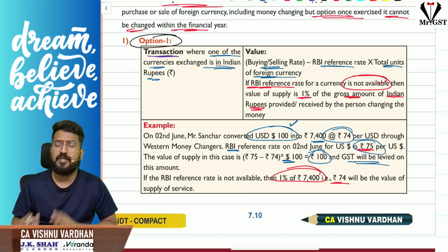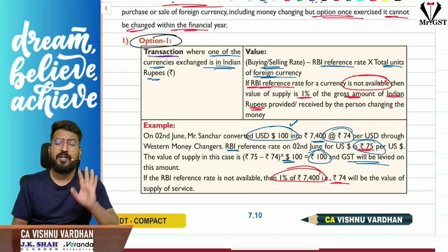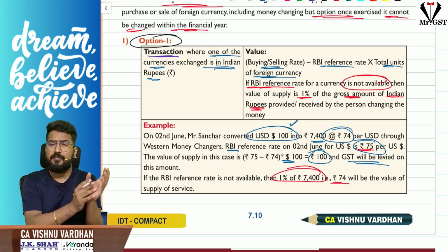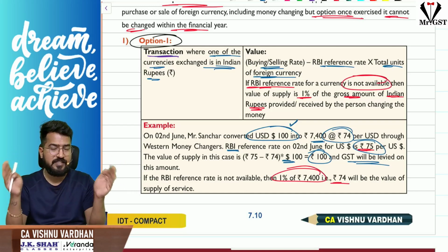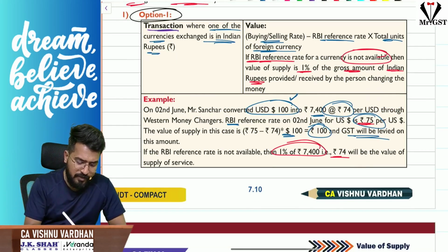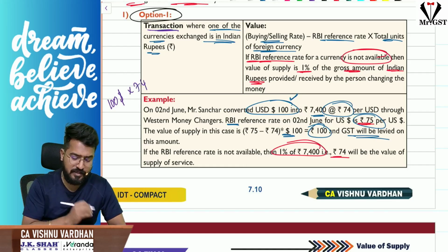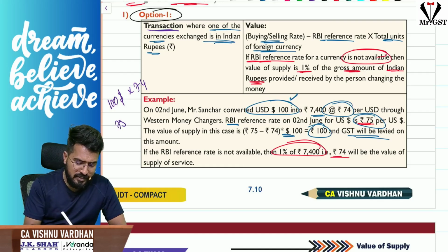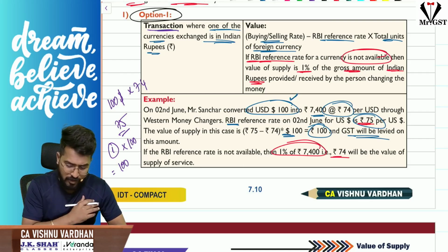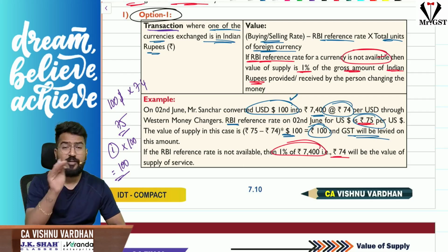So the first option is that I am buying and selling foreign currency, sir. In that, Indian rupees may or may not be involved. If Indian rupees is involved, the value is the difference between the buying or selling rate and the RBI reference rate for that currency, into the number of units. For example, I am exchanging $100 into rupees, where 74 rupees is the currency rate. Now here the RBI reference rate is 75 rupees. So what is the value of supply? 1 rupee per dollar. How many dollars are you changing? $100. So 100 rupees is the value of supply. On that you should pay GST.